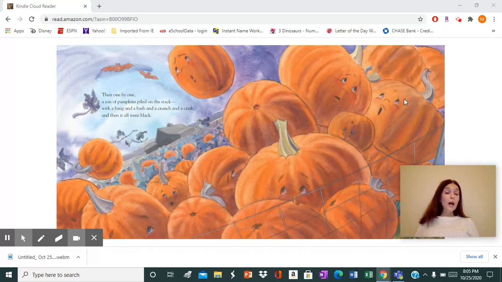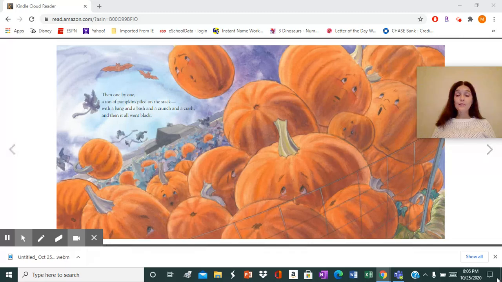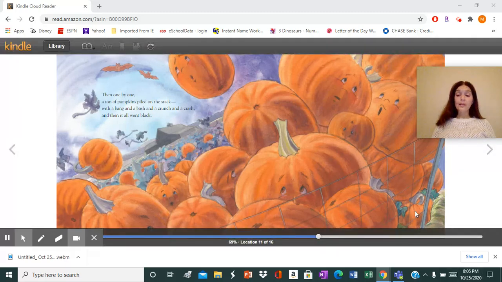Then one by one, a ton of pumpkins piled on the stack, with a bang and a bash and a crunch and a crash, and then it all went black. So the storm has rolled all of these pumpkins against the fence, but they're Spookley, hiding the hole in the fence so the pumpkins will be safe.